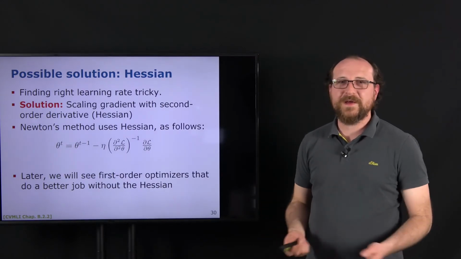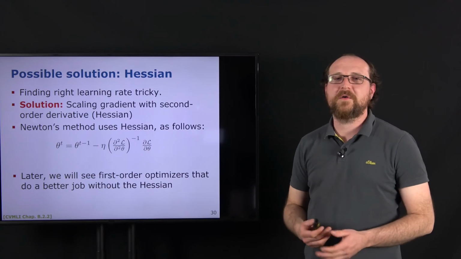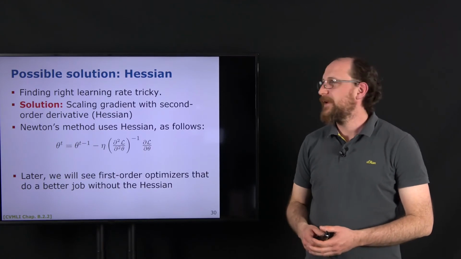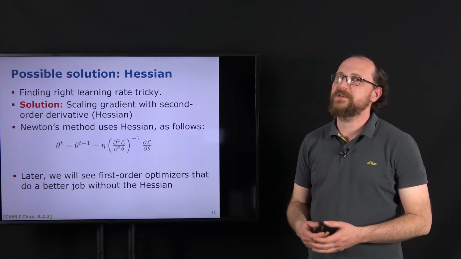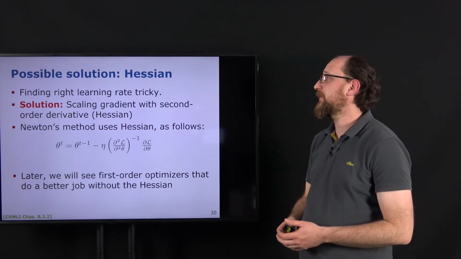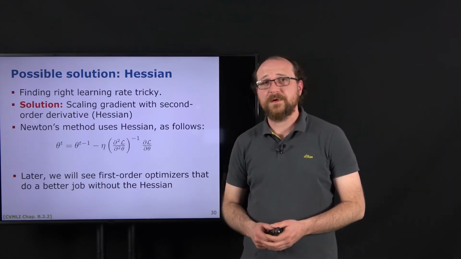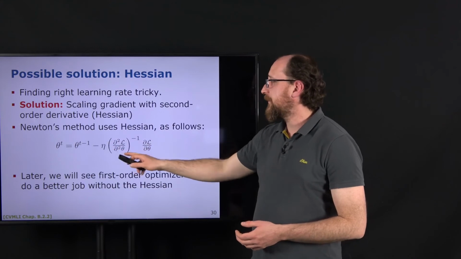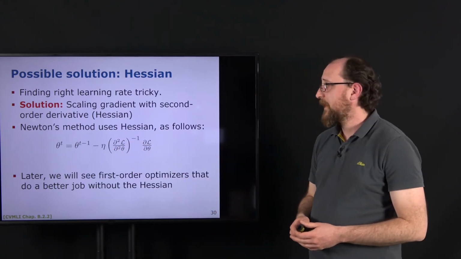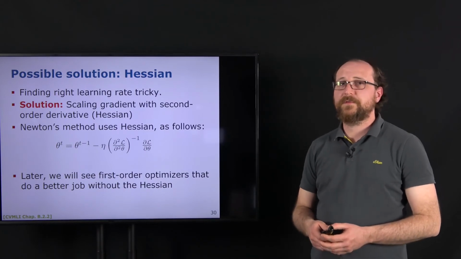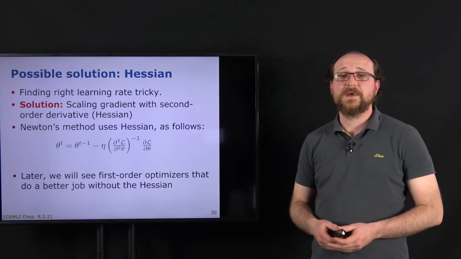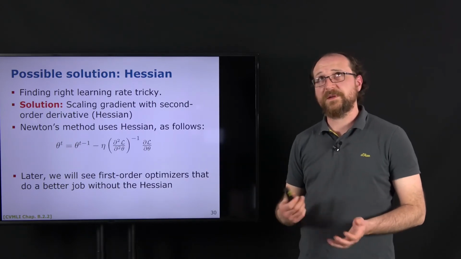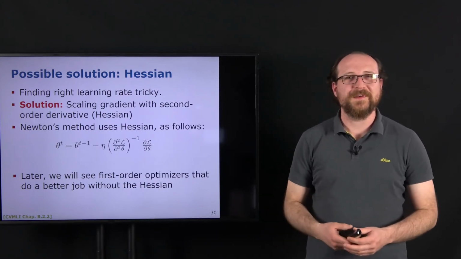Anyway, finding the right learning rate is a tricky part, especially when you have models with many parameters. The solution that you can use in these models, for instance for logistic regression, is that you also determine the Hessian, which is the second order derivative, and then scale your gradient update with the inverse of the Hessian. But later we will also see some examples of first order optimizers, like gradient descent, that do a good job without using the Hessian.